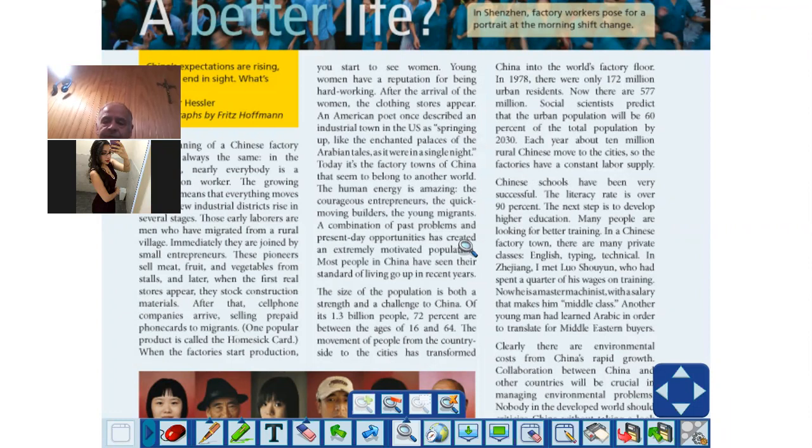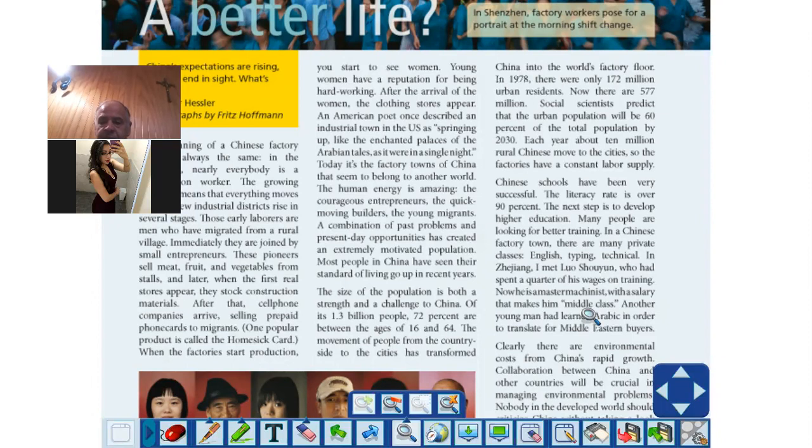Many people are looking for better training. In a Chinese factory town, there are many private classes: English, typing, technical. In Shenyang, I met Luo Shouyun, who had spent a quarter of his wages on training. Do you know what wages are? I'm guessing his salary. Yeah, the money that he or she or anybody receives.